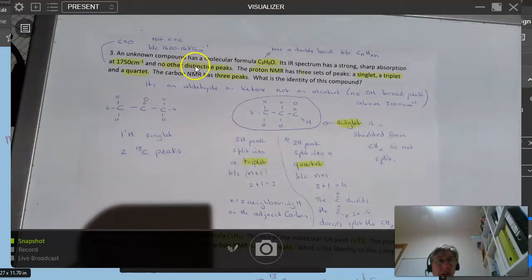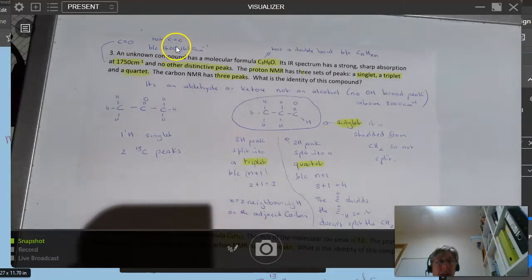Okay, an unknown compound has a molecular formula of C3H6O. It's definitely got a double bond, because it's got twice as many hydrogens as there are carbons. So the double bond is probably going to be a carbon-oxygen double bond, but it could be a carbon-carbon double bond. It says it's got a strong sharp peak at 1700, which is the carbon-oxygen, the carbonyl.